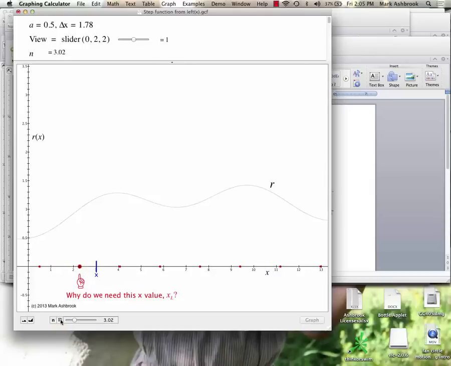And so what I'm showing here is for delta x of 1.78, I'm showing our x continually increasing. And I'm putting your focus on the x value at the left side of the current interval. The current value of x is in some interval, and whatever interval it's in, we're focusing on the left x value of that interval. Why are we doing that?